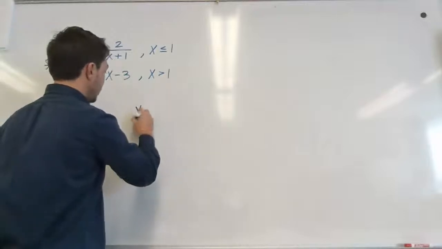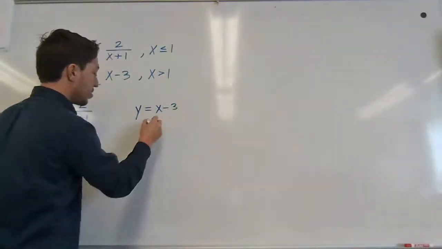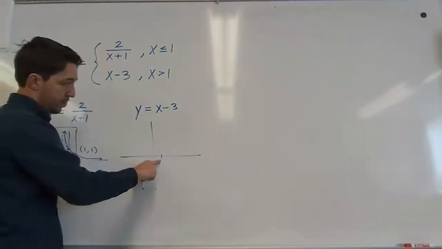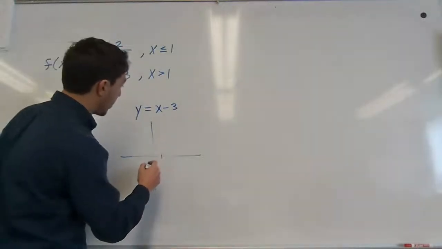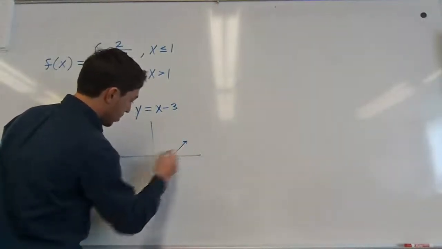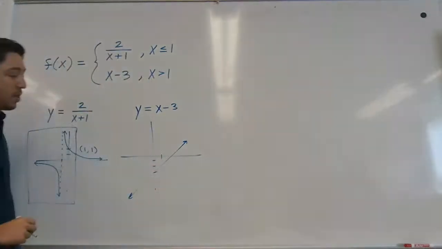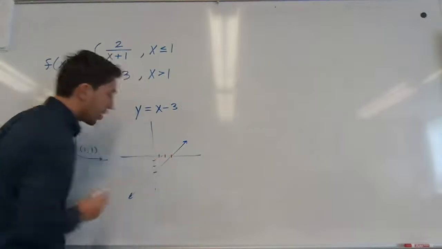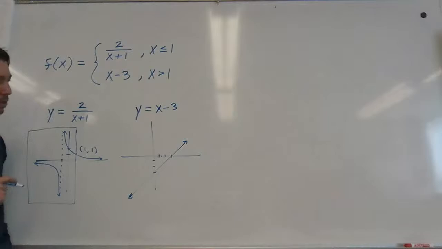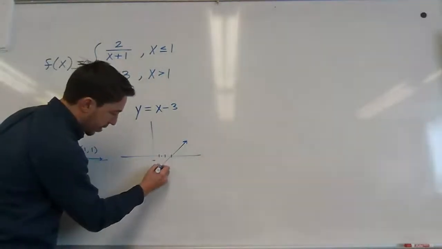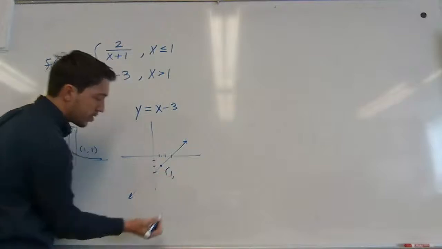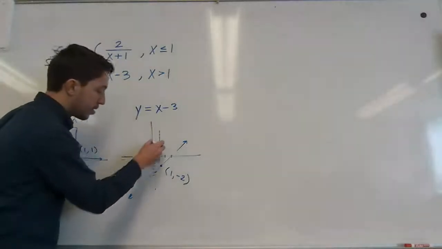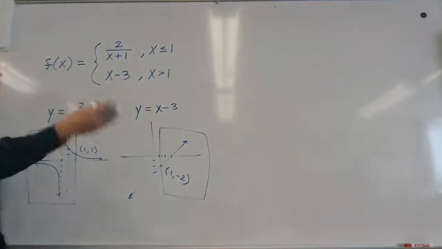Okay, then this is a bit simpler. y equals x minus 3. Again, I'm really interested in what happens when x is 1. If I drew the whole thing, it would be like this. 1, 2, 3. Let me do a better job here. So what point do I care about? 1, -2. Okay, so then what part of this graph am I going to grab? To the right of 1.